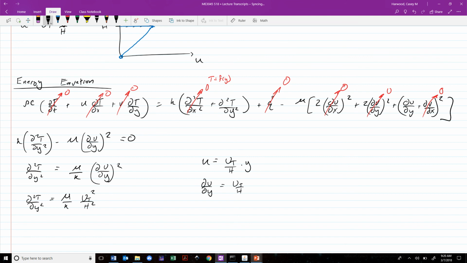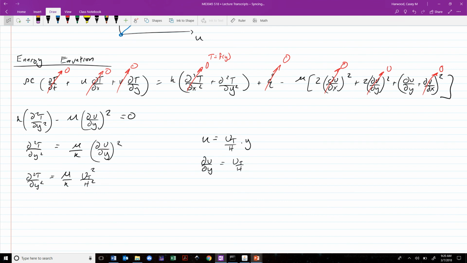And now we've got a constant on this side and a second derivative on this side. So we can just integrate twice to find the general solution, and we'll leave off with the general solution, which is T equal to negative mu over 2k times ut squared over h squared times y squared plus c1 y plus c2. So it's going to come down to using the boundary conditions to find C1 and C2, and we'll pick that back up on Friday. There's only a few more steps left to finally get the solution here.